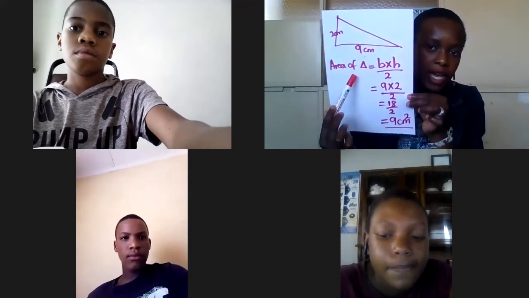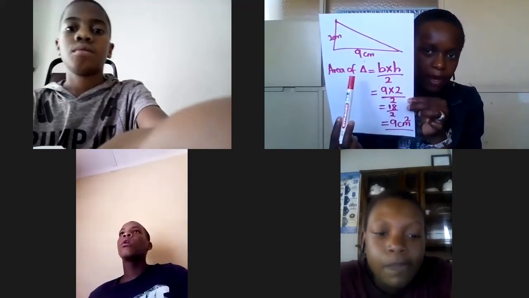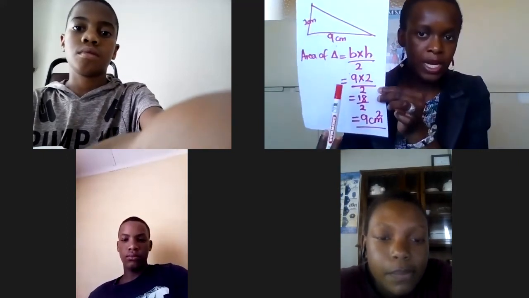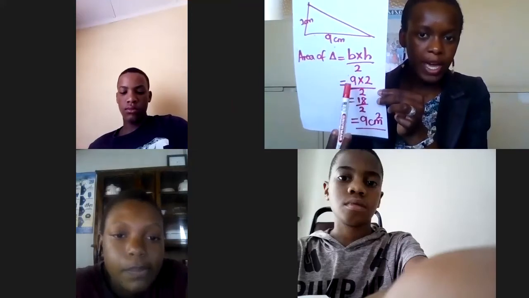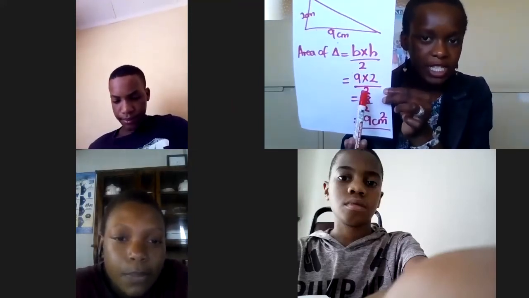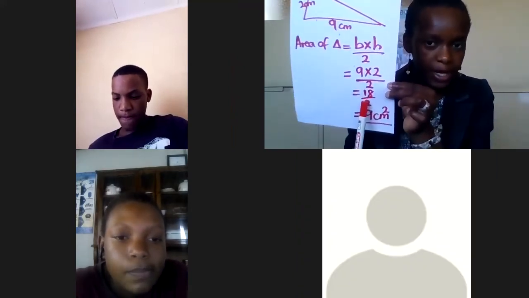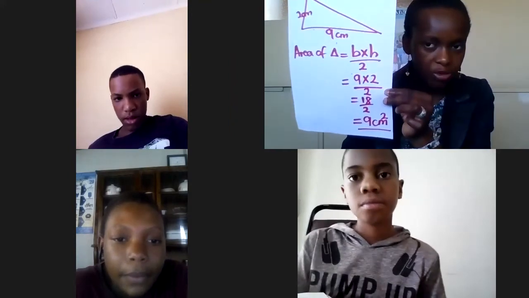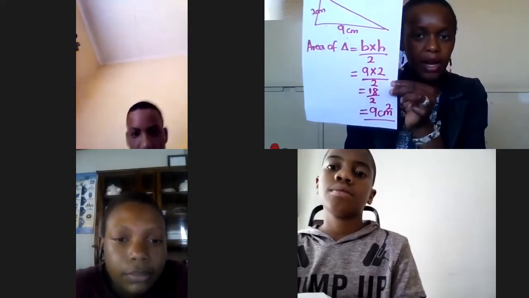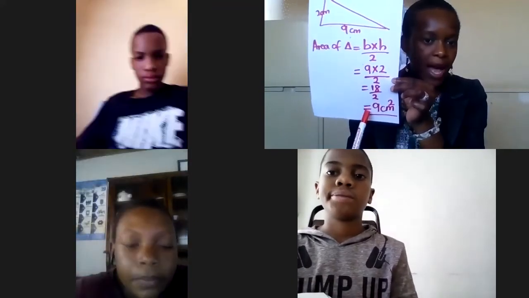So here we say area of a triangle is equal to base times height. Okay, so Samantha, you just multiply 9 times 2. Here is 9 times 2. 9 times 2 is equal to 18, right? Then say 18 divided by 2. When you say 18 divided by 2, you are done. That is your last working. Then the answer that you get, that is your final answer.